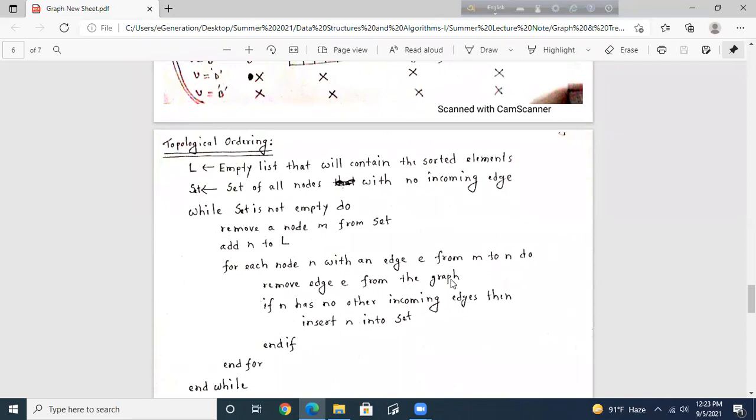Now, students, whether you have understood at first what is topological order. তুমি এটা বুঝতে পেরেছো কিনা যে topological order কাকে বলে? বুঝছো না বুঝো নাই?